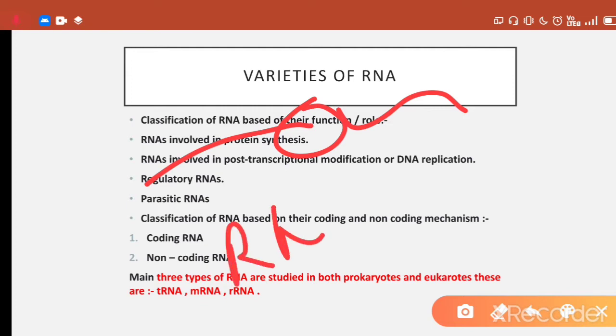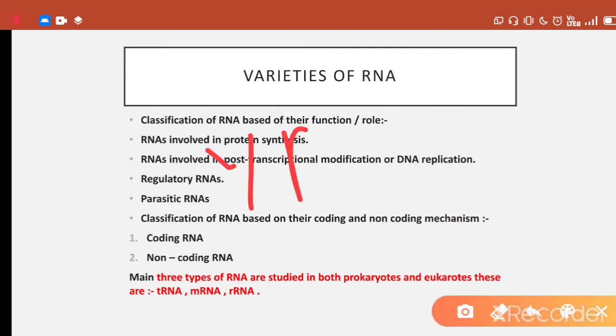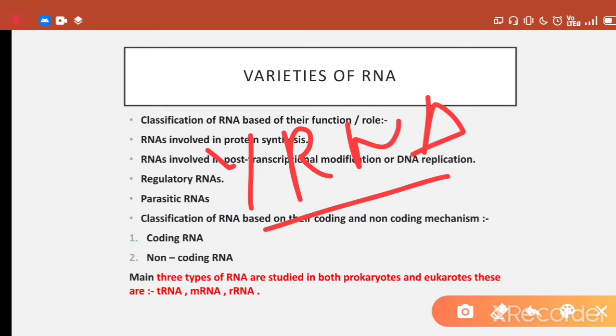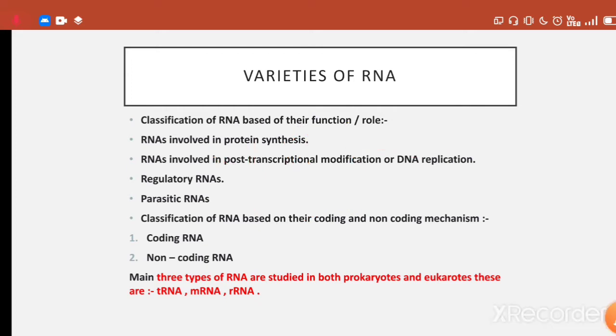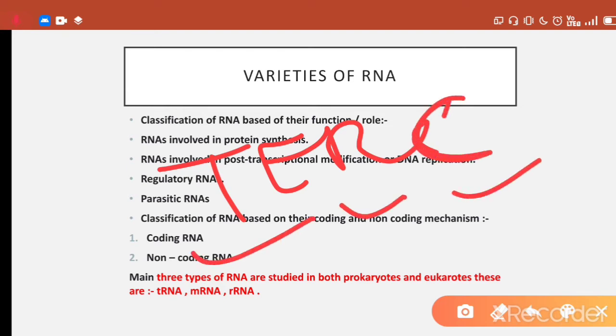Then RNase MRP. RNase MRP stands for mitochondrial RNA processing, with a role in DNA replication. It is present in eukaryotes, and it has a role in replication of DNA during the replication process in case of eukaryotes. And another example here is yRNA. It has a role in RNA processing and DNA replication. It is present in all types of animals. And then telomerase RNA component. It has a role in telomere synthesis in most eukaryotes.